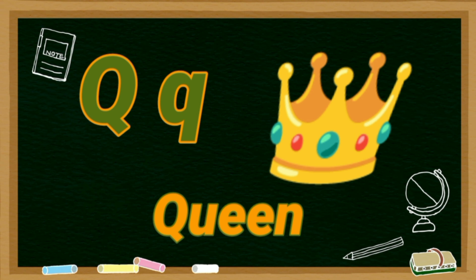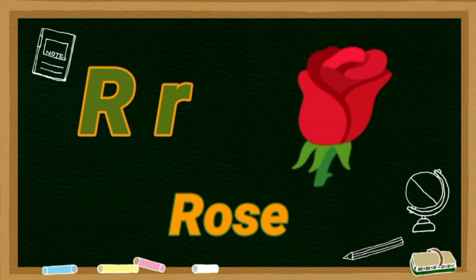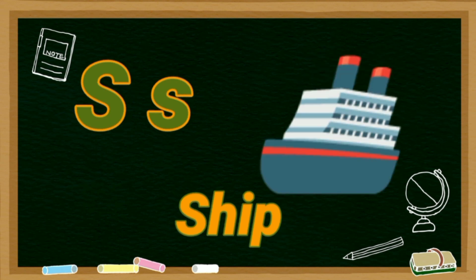Q is for queen. R is for rose. S is for sheep.